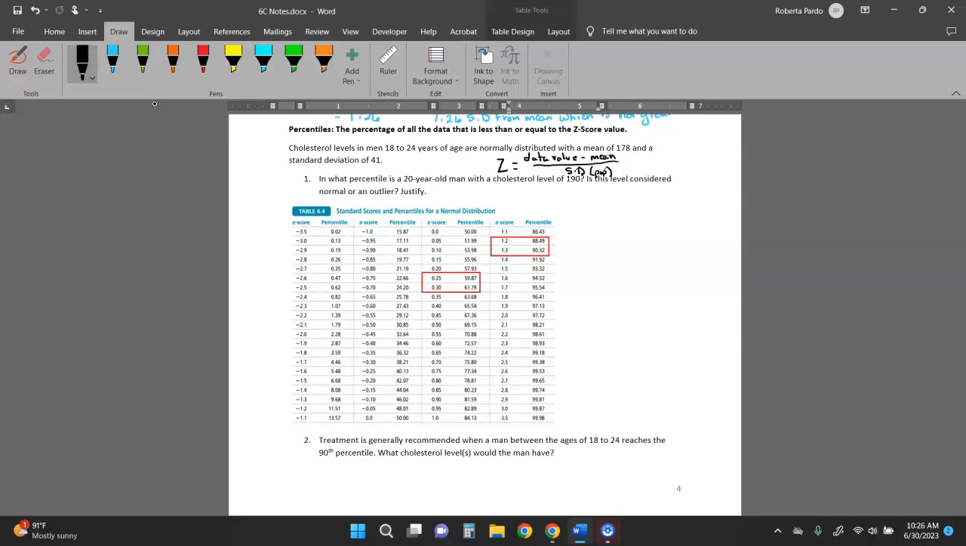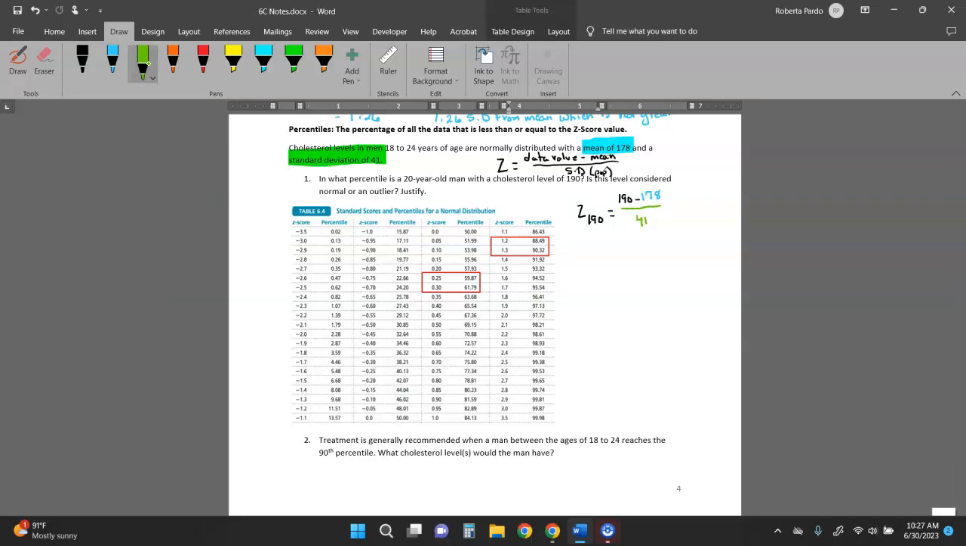Okay, so in what percentile is a 20-year-old man, so within this age range, with a cholesterol level of 190? Is this level considered to be normal or an outlier? So first we want to figure out the z-score. So what is a z-score of 190? And so we're going to take 190 minus the mean of 178 divided by the standard deviation of 41 to come up with what that z-score value is.